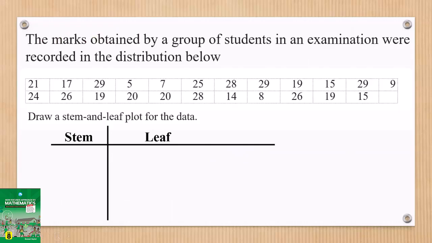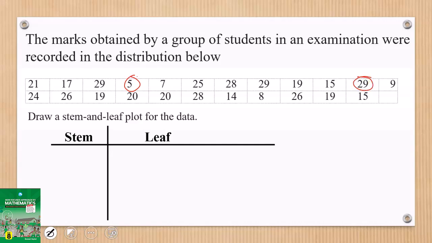Let's say we have a question like this: the marks obtained by a group of students in an examination were recorded in the distribution table below. And so these are the results of the examination. We have to draw a stem and leaf plot for the data. Now, what we have to do first is to locate the smallest number. We can see here it is 5, and I think the largest number could be 29.